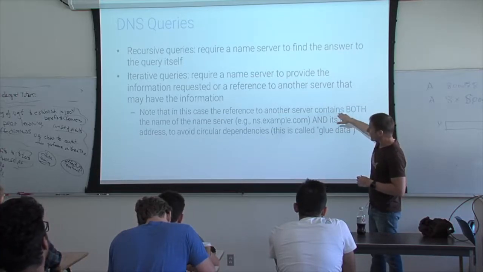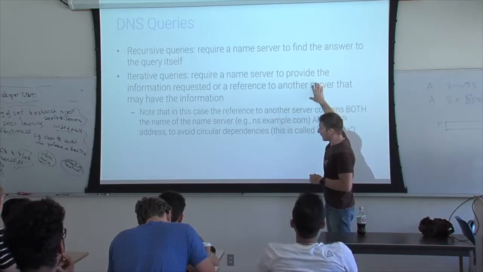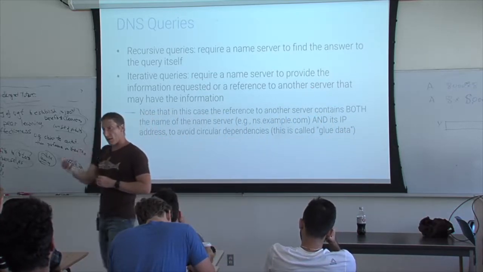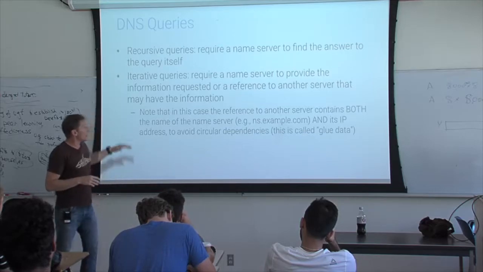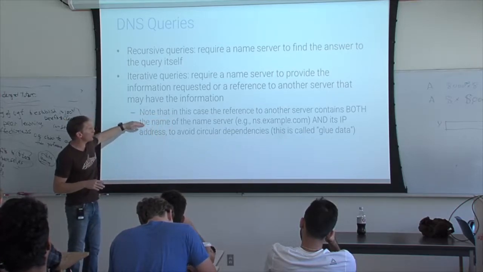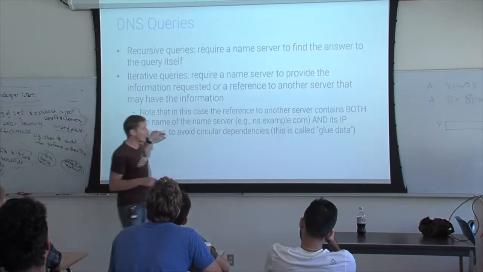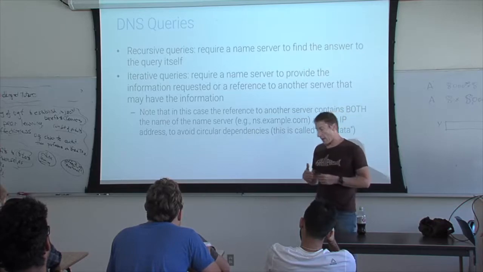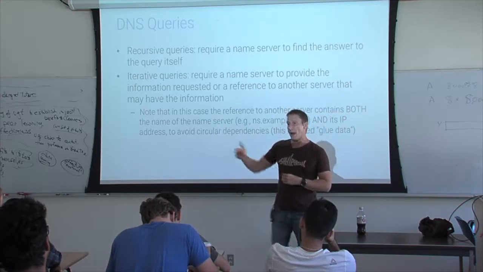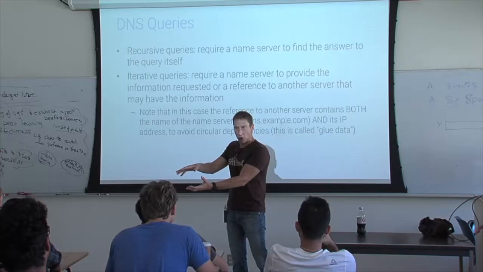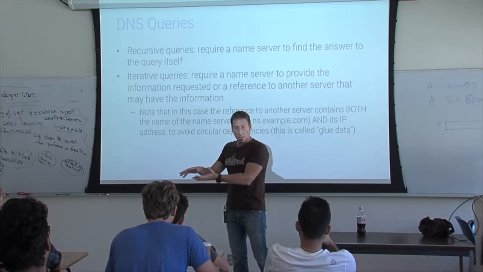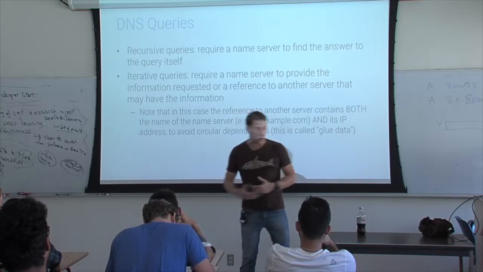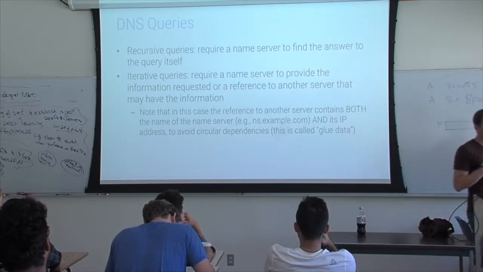And note that if you receive a reference to the next step that is necessary for resolving the name, the reference from the server contains both the name of the name server and its IP address. It's called glue data. And so it says, hey, this is where you should go next. By the way, this is the information about that particular host, so that you don't have to query for that information, which could generate another query. And this is kind of important.